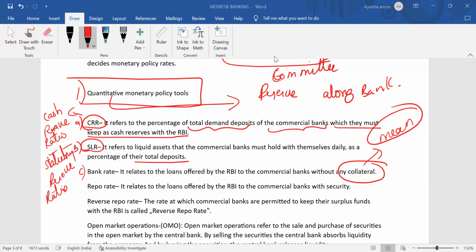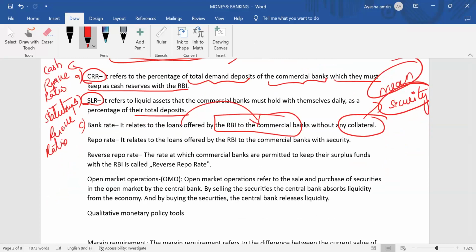What do you understand by collateral? Security. Security document. Any documentation. Without any documentation, RBI will lend a loan to commercial banks because they have direct trust in the commercial banks. And repo rate. Repo rate is nothing but interest rates relating to loans only.